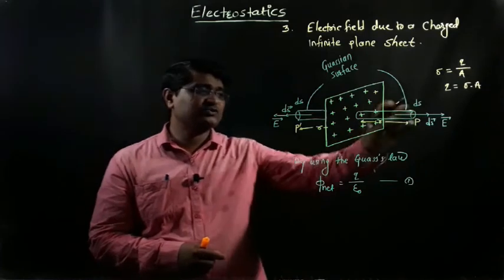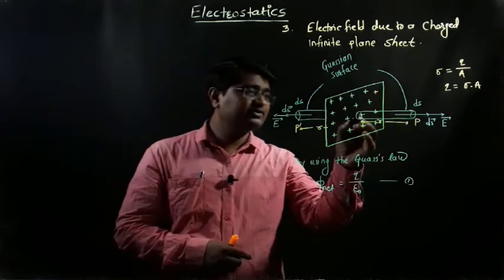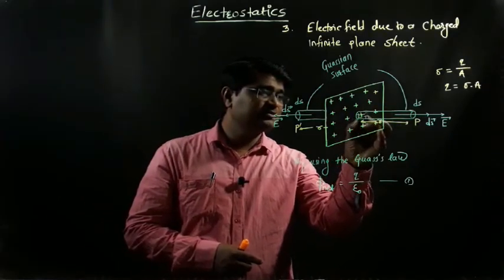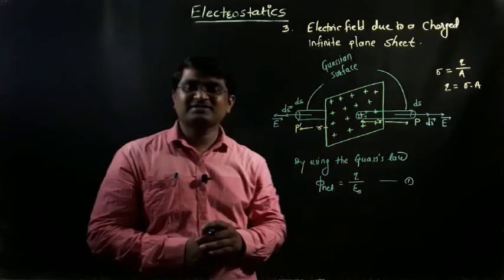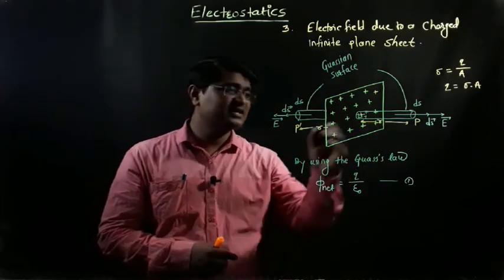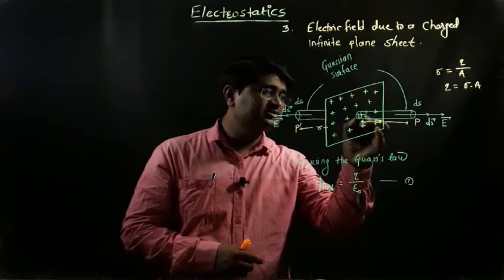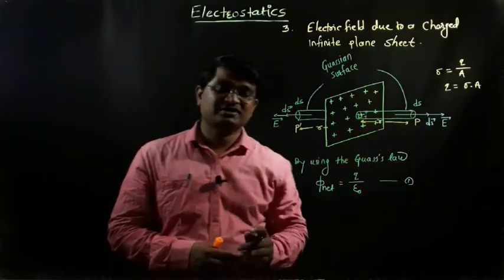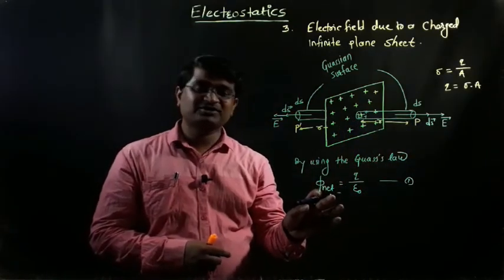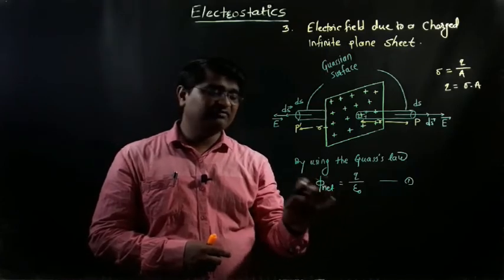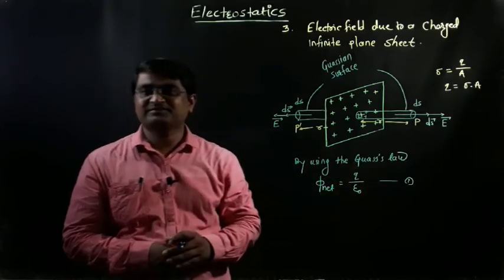So first of all, we find out the net flux by using the Gauss law, passing through the smallest area. Actually the total positive charge is deposited on the Gaussian surface, and how much electric field and how much flux is produced through these charges, this flux will be given by Gauss law. So phi net, that is the net flux, is equal to Q upon epsilon naught.